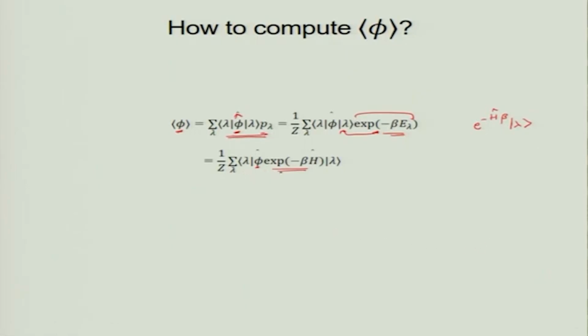Now, this is in a nicer form. We write e to the power minus beta H as a density matrix. So, this in fact is written as a density matrix.